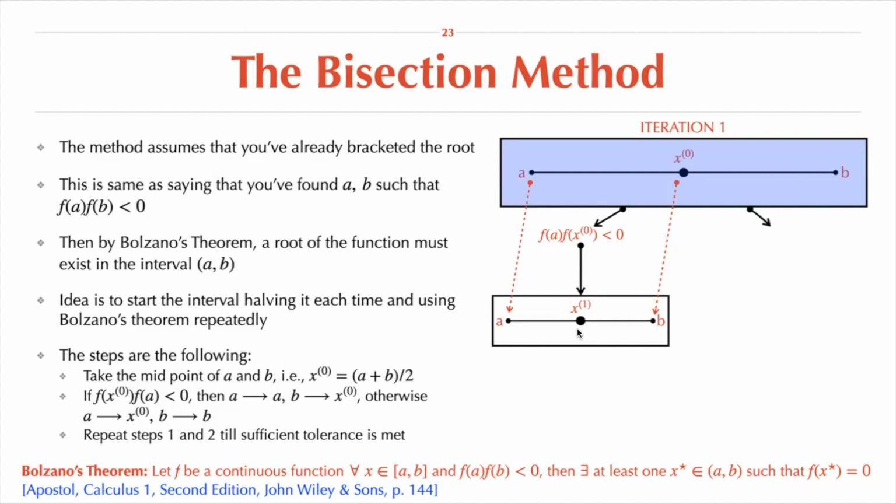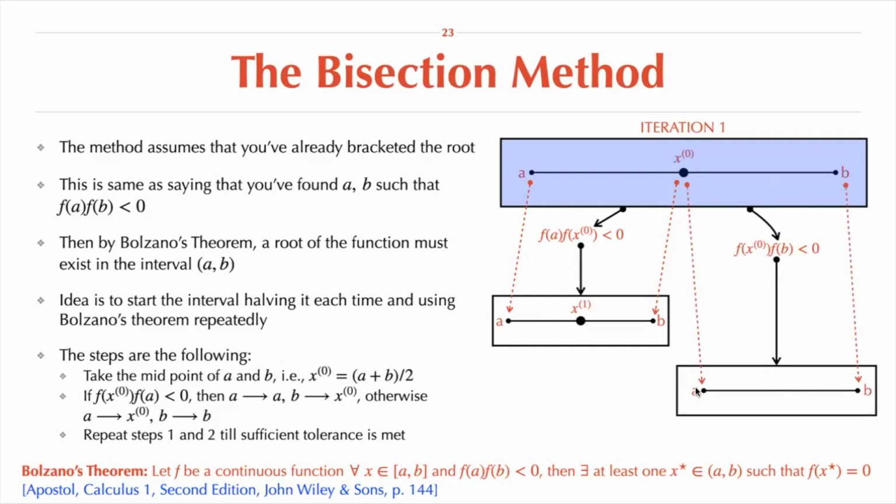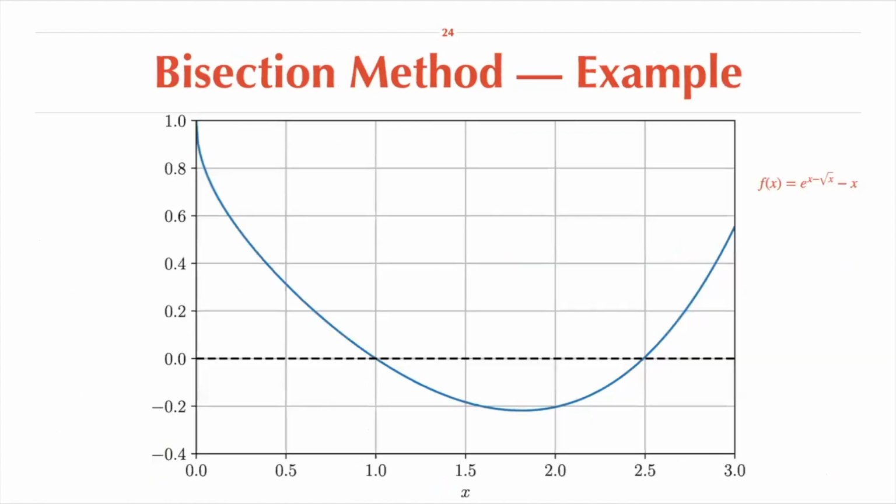But if instead f(x0) times f(b) is less than 0, then you do a different thing. Your new a becomes x0 and b remains the same, and then again the new estimate is the midpoint of a and b. You just keep doing it again and again, because out of these two conditions only one will be true. You discard the other part and keep halving, and in that way you keep improving the estimate of the root until you get sufficient convergence. So that's your iteration 2.